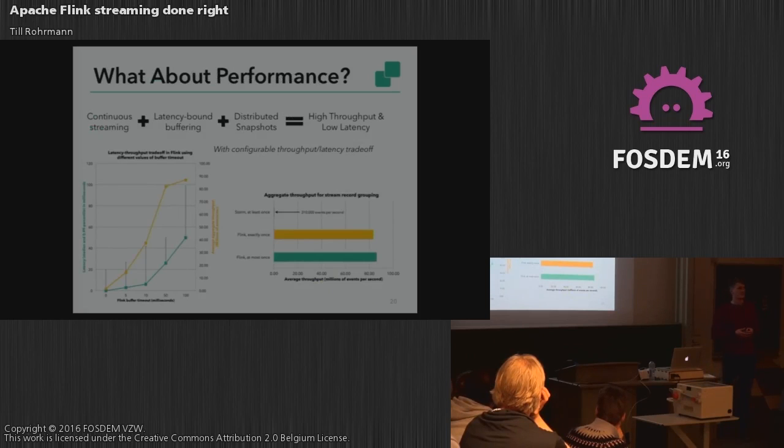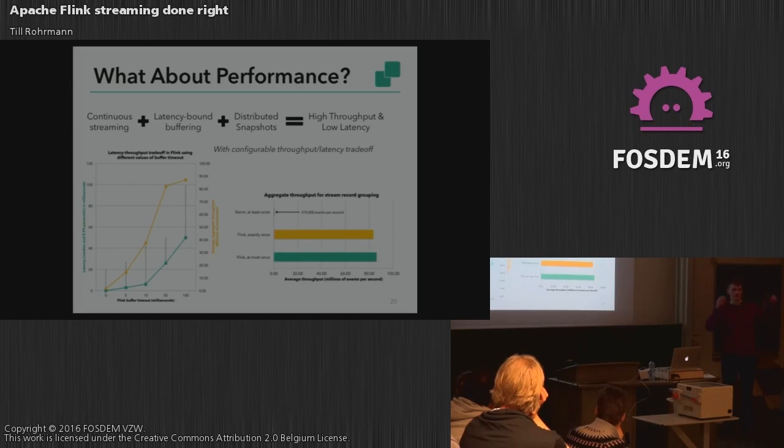Now let's take a look at the performance and what impact this checkpointing mechanism has on the overall performance. When we talk about performance in the streaming sector, we always have to talk about latency and throughput. These are the two important measures.